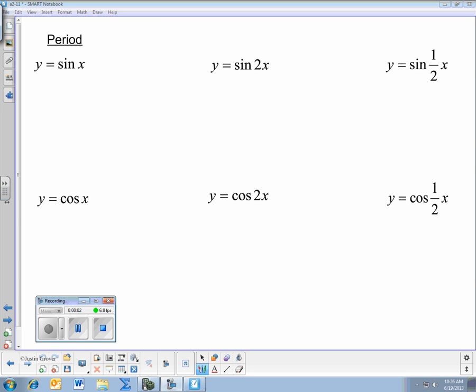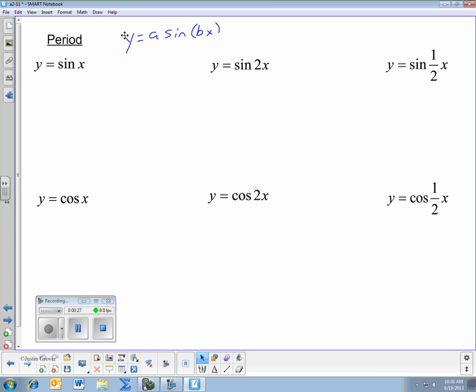The period of a trig function is probably the most important characteristic of a trig graph that we've discussed so far. We've discussed the fact that these functions are set up as y equals a sine bx, where a is your amplitude, how high does it go, the max of the range. B is how many complete cycles you have from 0 to 2 pi.